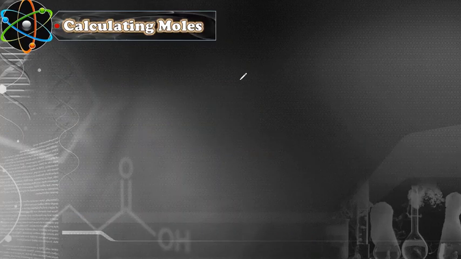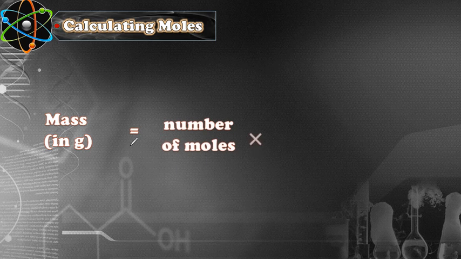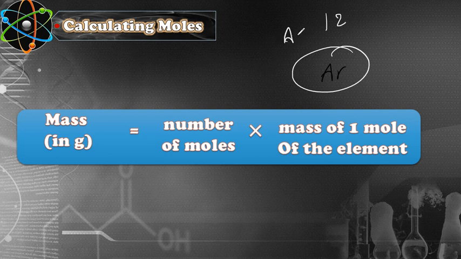So here we're going to look at calculating moles. If you have a substance and you want to find the mass and you have the number of moles, then mass in grams equals number of moles times mass of 1 mole of the element. Mass of 1 mole of the element is the relative atomic mass of the substance. So carbon is 12. The relative atomic mass of carbon is 12. So it is the number of moles times the relative atomic mass of the substance.